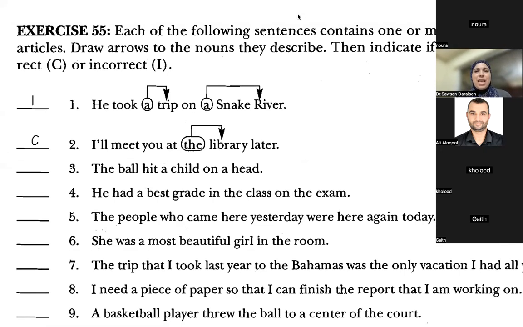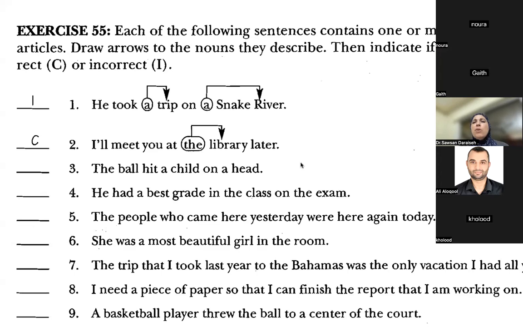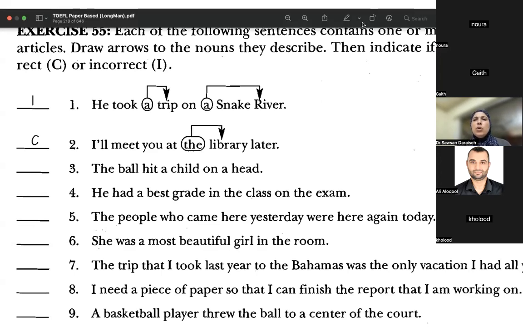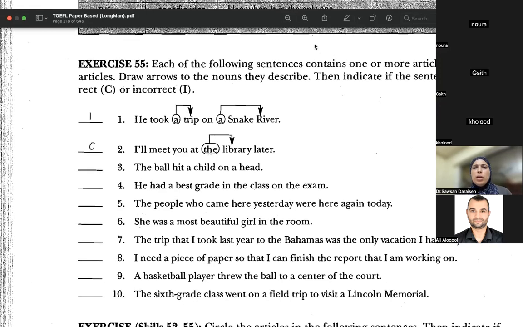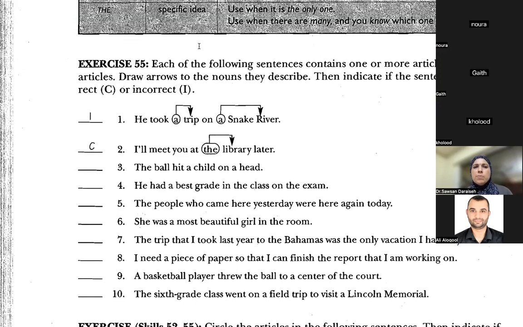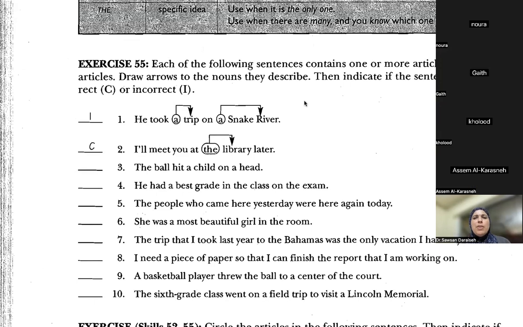It says here in the exercise, each of the following sentences contains one or more articles. Circle the articles, so put a circle around a, an or the. Draw arrows to the nouns they describe. Every time, what does this article describe, which noun? Then indicate if the sentences are correct or incorrect. Number one is done for us. Look at it: He took a trip.